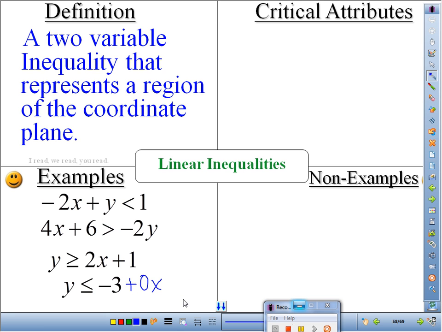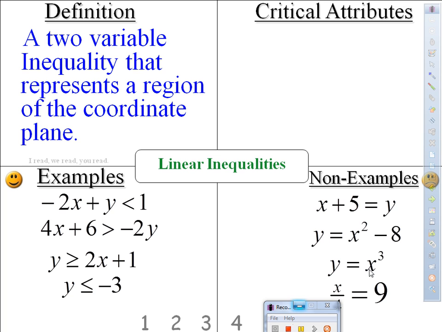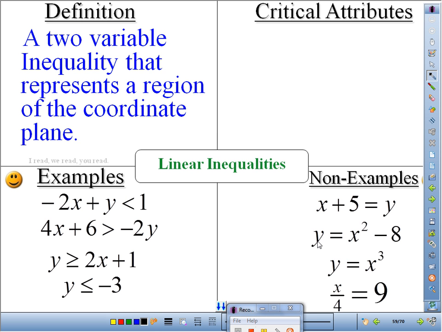Okay. So with that said, if those are examples of linear inequalities, let me show you non-examples. Copy these down, please. x plus 5 equals y. y equals x squared minus 8. y equals x cubed. And x over 4 equals 9. Now, I want you to change these two. This one, you're going to write y is less than or equal to x squared minus 8. And this one is y greater than or equal to x cubed. Copy those.